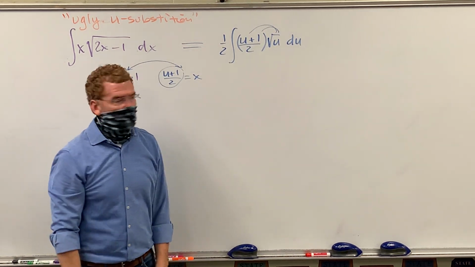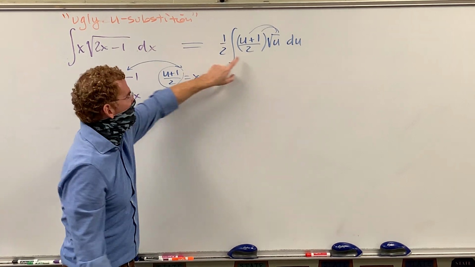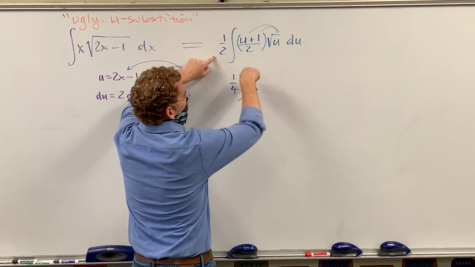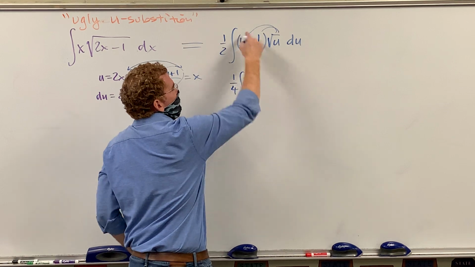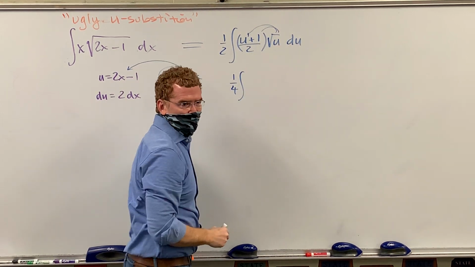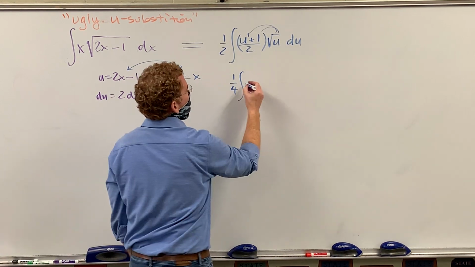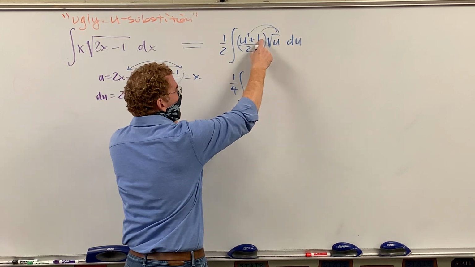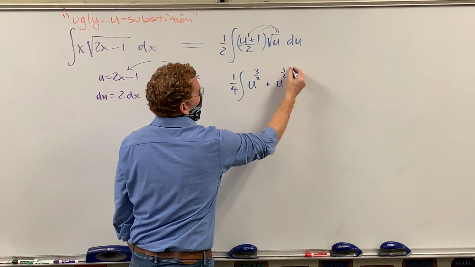Now, the 2 is kind of bothering me here, but it's a constant, right? So I'm just going to pull that out for now. I mean, you could leave it in there and call it u over 2 and 1 over 2, but I'd rather just bring it out. And what is u to the first times u to the half? Does everybody see that? That's u to the 3/2. And what is 1 times u to the half? And now I have a power rule.